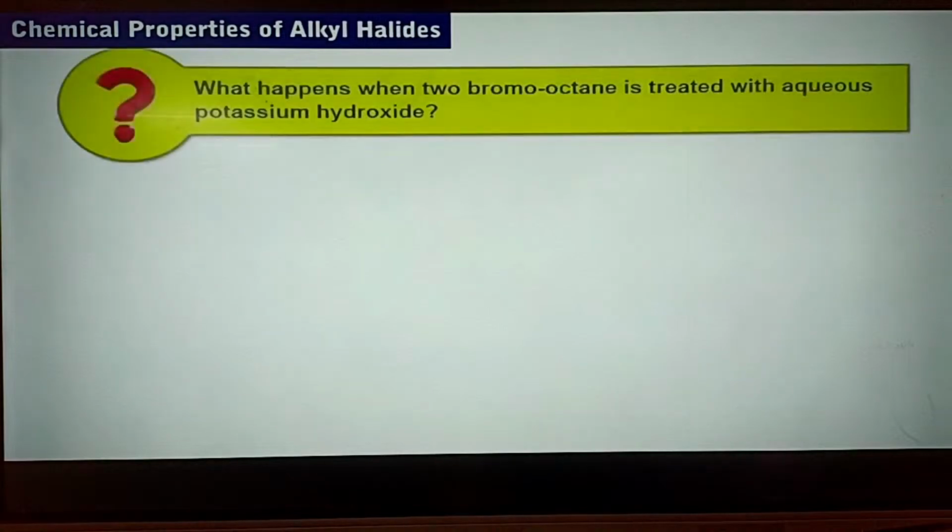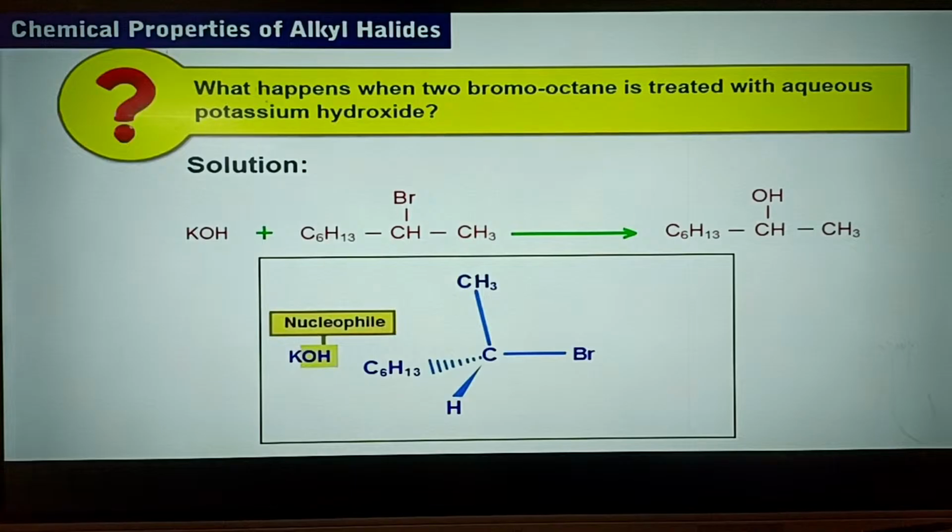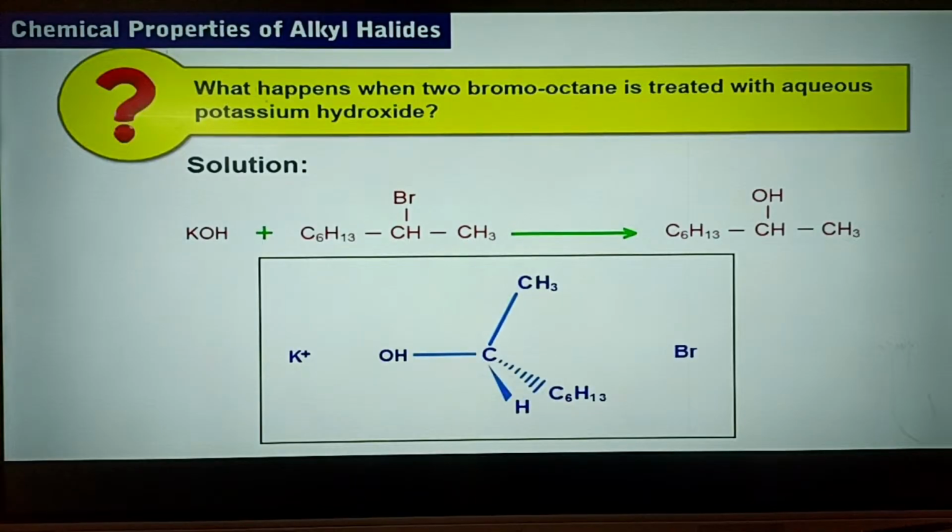Let's apply our knowledge of nucleophilic substitution reactions to a couple of problems. What happens when 2-bromooctane is treated with aqueous potassium hydroxide? Let us start by writing out the reactants. The hydroxide ion is the nucleophile. See how it approaches the carbon atom from behind. Notice the inversion of configuration as the hydroxide ion pushes the bromide ion out to make 2-octanol.